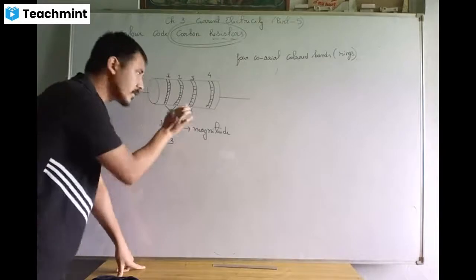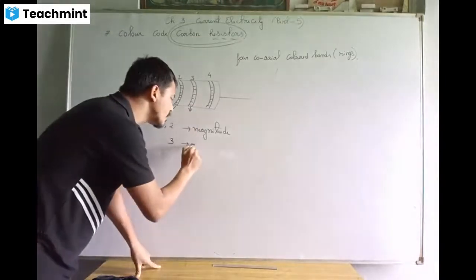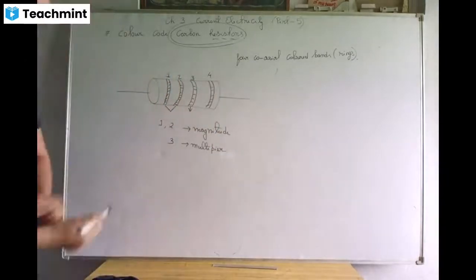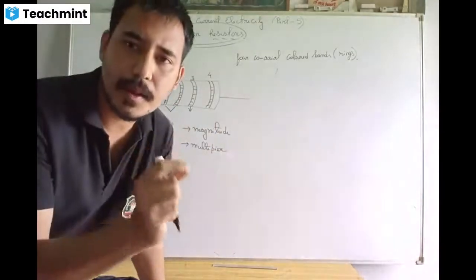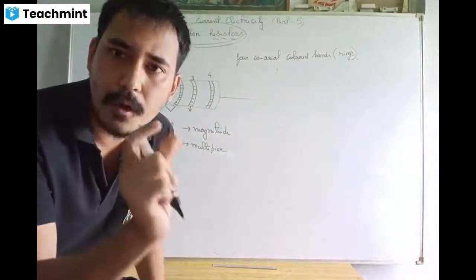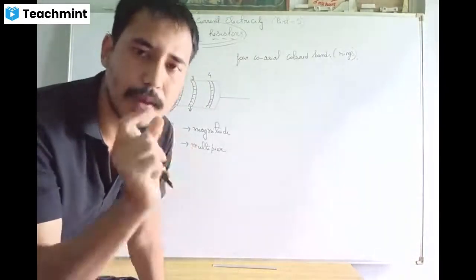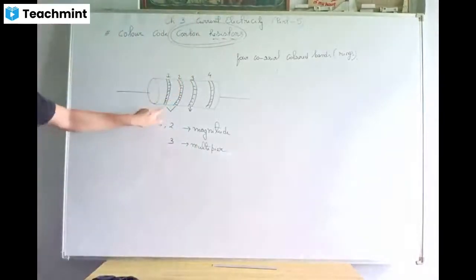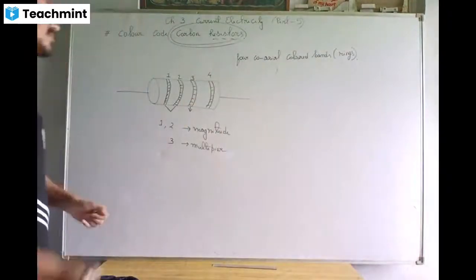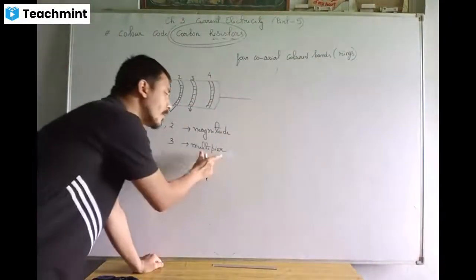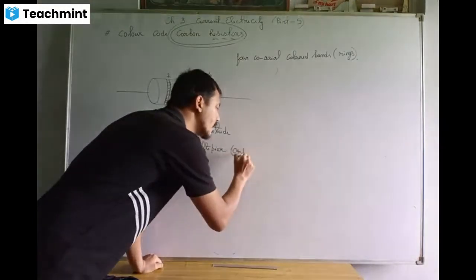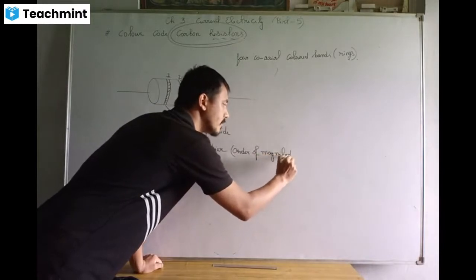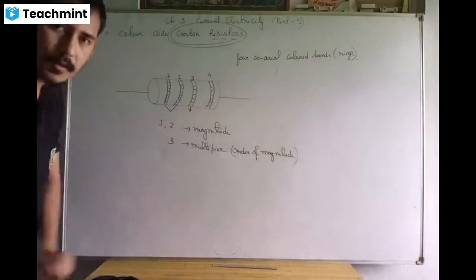The third color code gives you the multiplier. What is this multiplier? Multiplier means the order of the magnitude. The order of the magnitude is known as the multiplier. All right? The first two color bands give the magnitude of the resistance. The third color band gives you the multiplier, meaning the order of the magnitude.